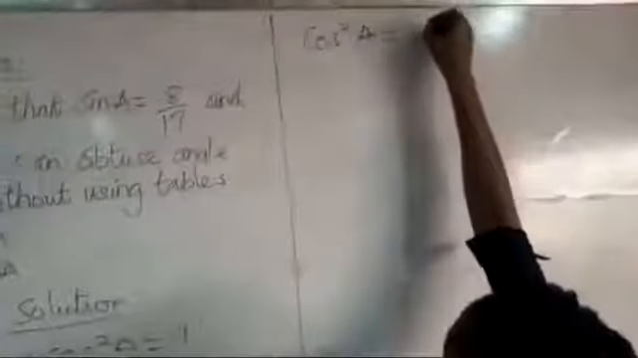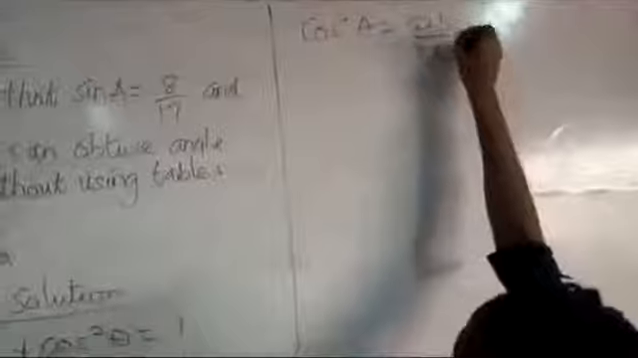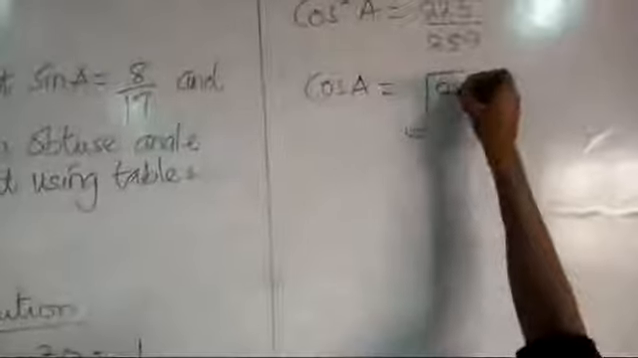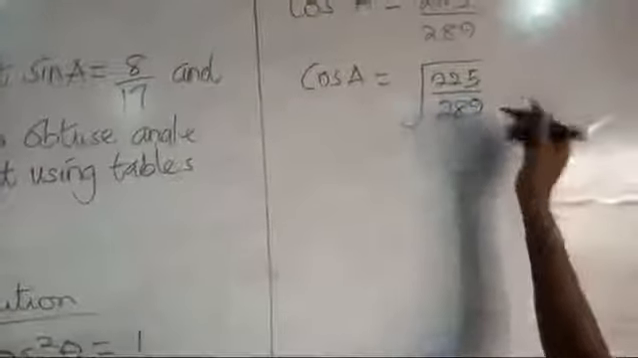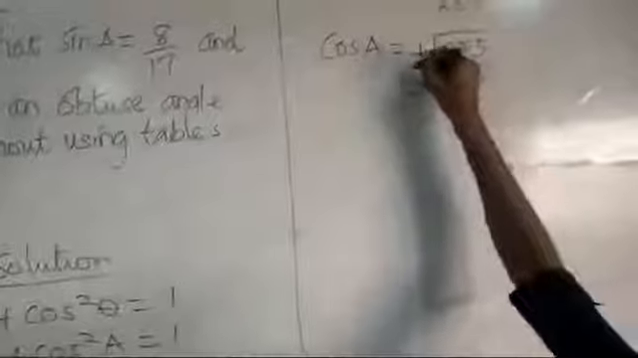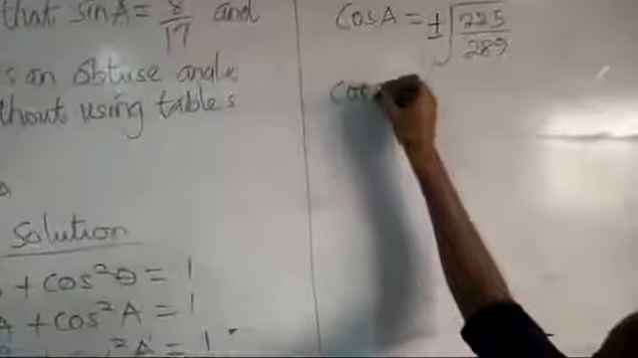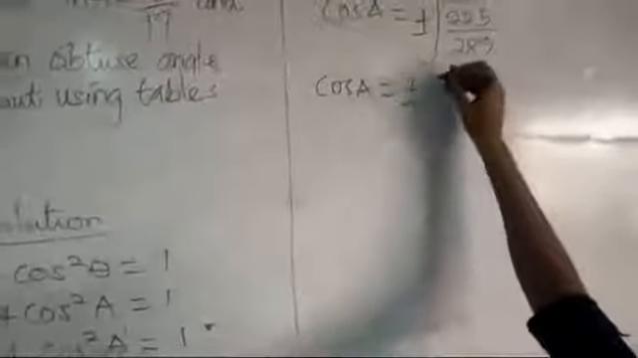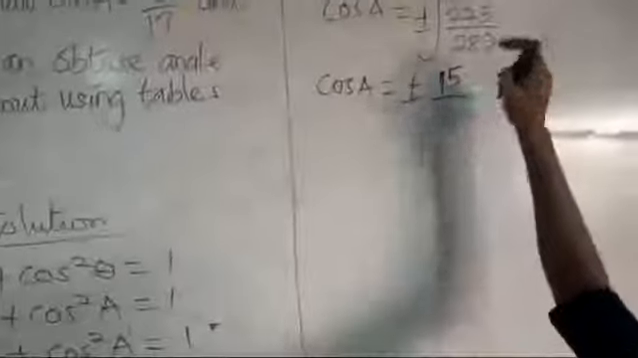Now, since your cos square A is 225 over 289, what we are looking for is actually cos A and not cos square A. So what you do is just to find the square root. So cos A will be the square root of 225 over 289. And we know that when we are finding the square root of a number, it's usually plus or minus. So your cos A is plus or minus. Square root of 225 is what? Is 15. Square root of 289 is 17. So you have plus or minus 15 over 17.